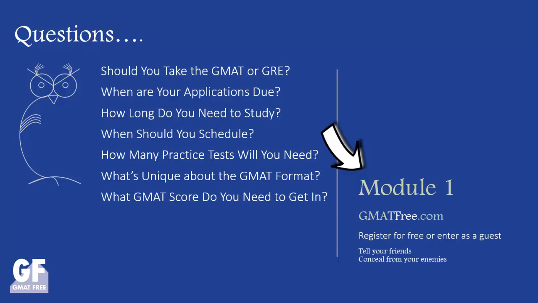As you can see, there are a number of key questions that you will need to answer for yourself as soon as possible, essentially once you've decided that you want to go to business school. You'll need to determine whether you should consider taking the GRE, when your applications are due, how long you need to study, what materials you need, and what score you're aiming for. Module 1 will cover each of these questions.